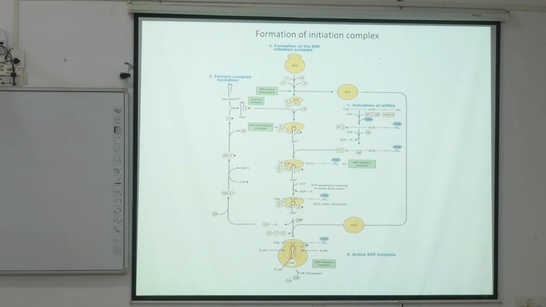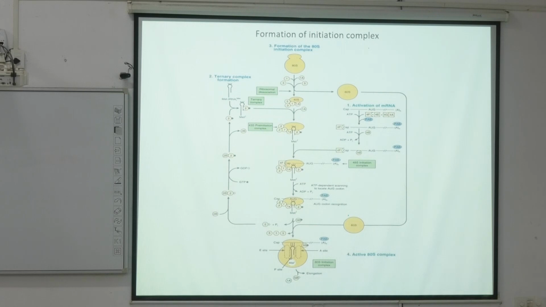Is it clear? The mRNA will be pulled through the ribosome so that the start codon is properly placed on the anticodon of the amino acid tRNA. And this whole process will require ATP.